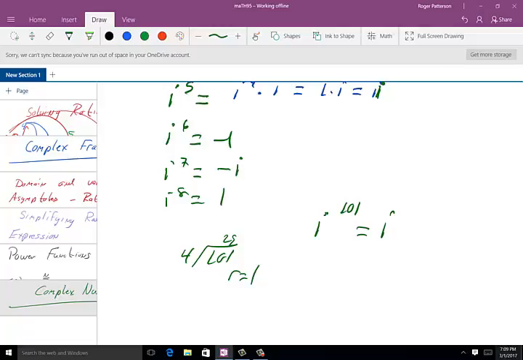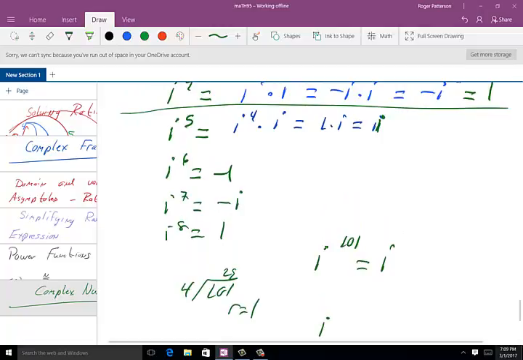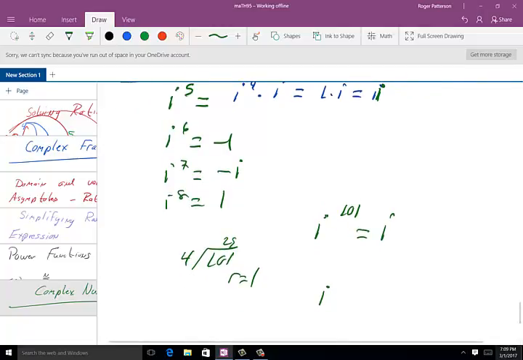I thought i was negative 1. I'm so confused. Well, i is equal to the square root of negative 1. Just count through them all 101 times and whatever you land on. Oh, you just gotta divide it. i is equal to the square root of negative 1. Okay, moving on.